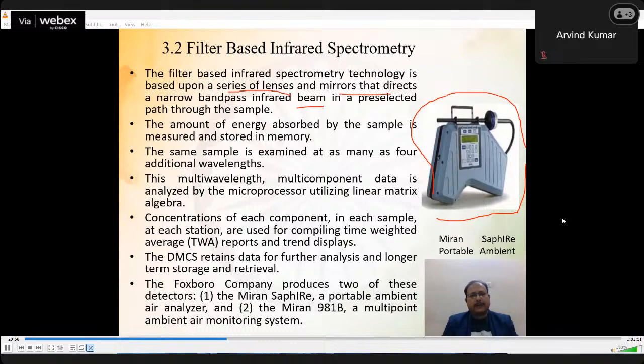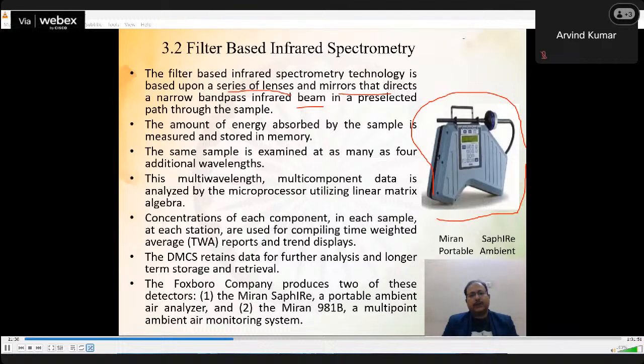The amount of energy absorbed by the sample is measured and stored in memory. How much is being absorbed? That is the basic crux. The same sample is examined at as many as four additional wavelengths. This multi-wavelength, multi-component data is analyzed by a microprocessor utilizing linear matrix algebra. Concentration of each component in each sample at each station is used for compiling time-weighted average reports and trend displays. The data is retained for further analysis, longer term storage and retrieval.